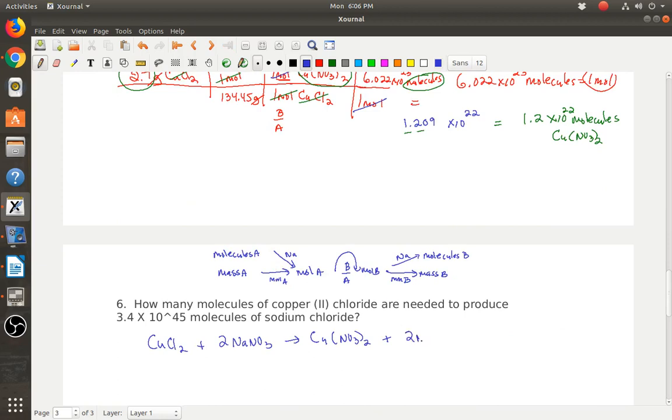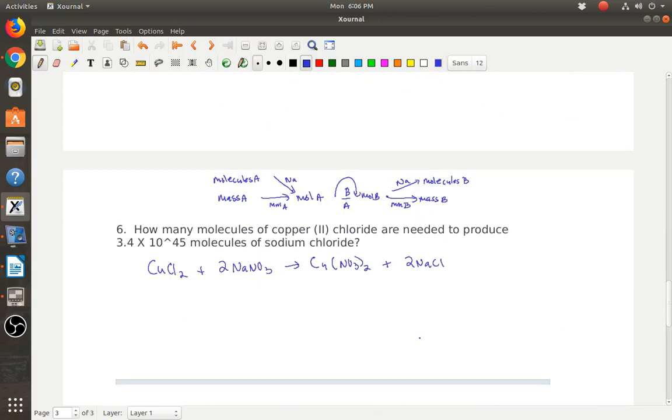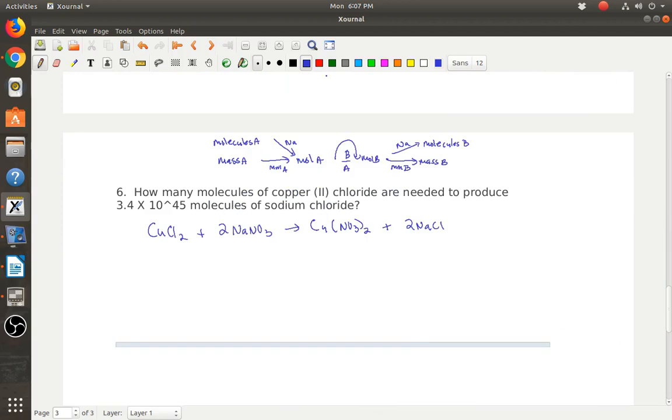Okay. All right. Let's look at it one more time. How many molecules of copper 2 chloride? This is copper 2 chloride, chlorine and copper in it. How many molecules, not moles, are needed to produce 3.4 times 10 to the 45th power molecules of sodium chloride? All right, let's label our A's and B's. B is always the question. A is always what you know.